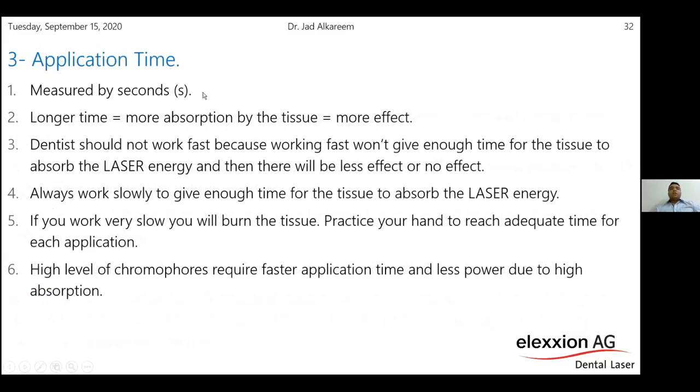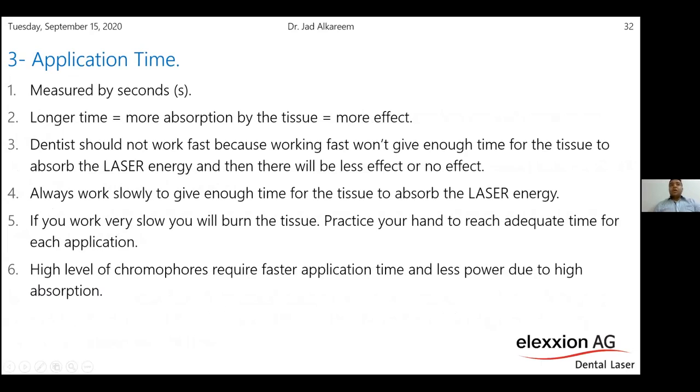Then point number 3 is called the application time. The application time is measured in seconds. Longer application times mean that you will have more absorption by the tissue and, of course, more effect. As I mentioned before, laser is not a mechanical tool. It is not a scalpel. It is not a surgical knife. It is totally different. With the laser, we cut by absorption.